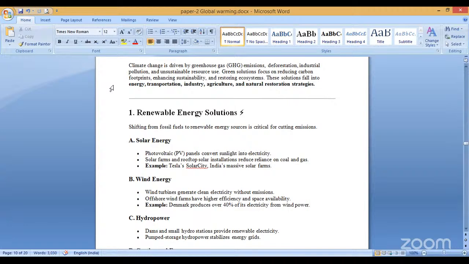Solar energy: photovoltaic panels convert sunlight into electricity. Solar farms and rooftop solar installations reduce the reliance on coal and gas. Example, Tesla's Solar City and India's massive solar farms. And next one is wind energy. Wind turbines generate clean electricity without emissions. Offshore wind farms have higher efficiency and space availability. Example, Denmark produces over 40% of its electricity from wind power.